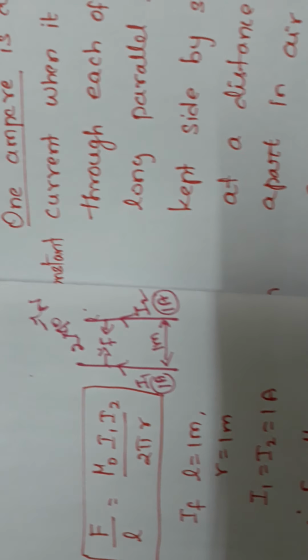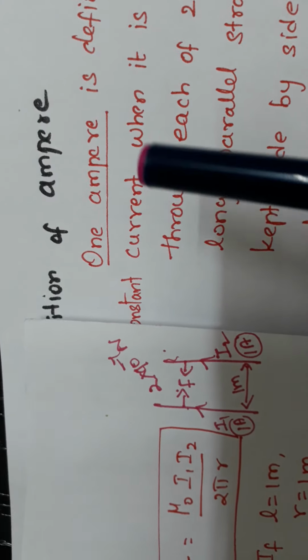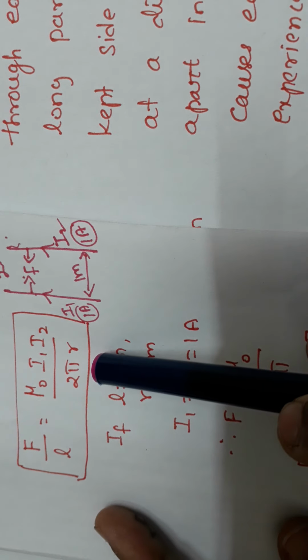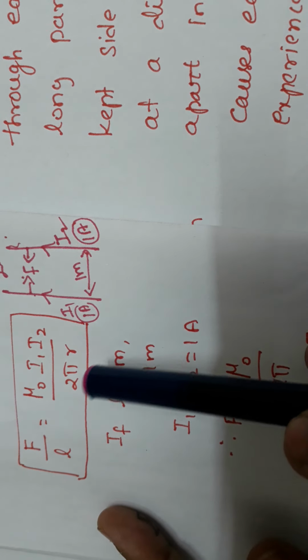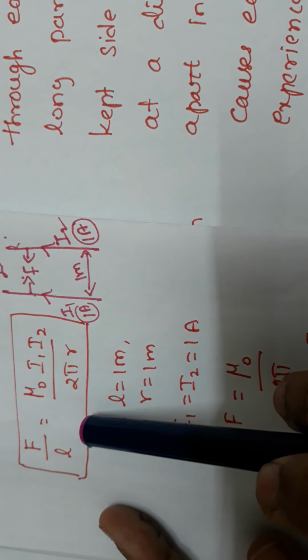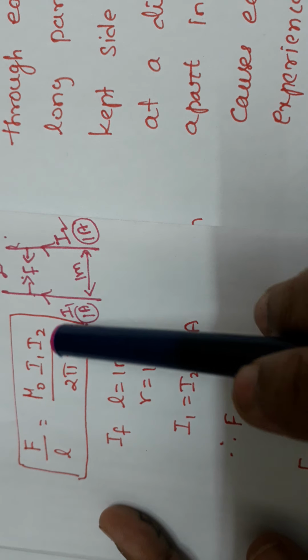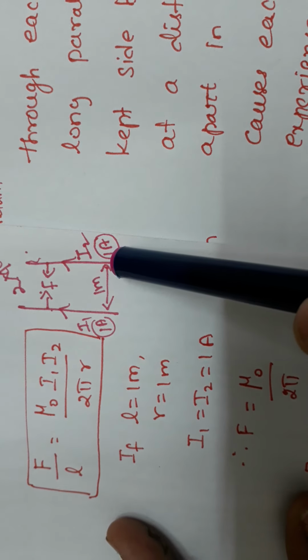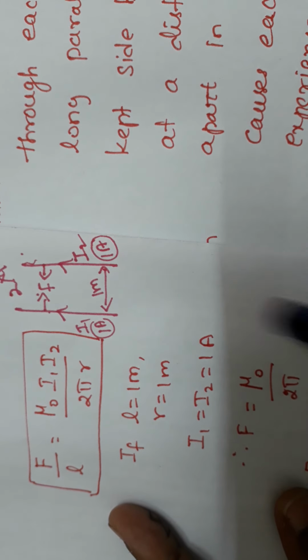Now we will see the definition of ampere. Before that, consider this formula, children, which you have derived in the previous class: the force between two parallel conductors, F by L is equal to mu naught I1 I2 by 2 pi r.